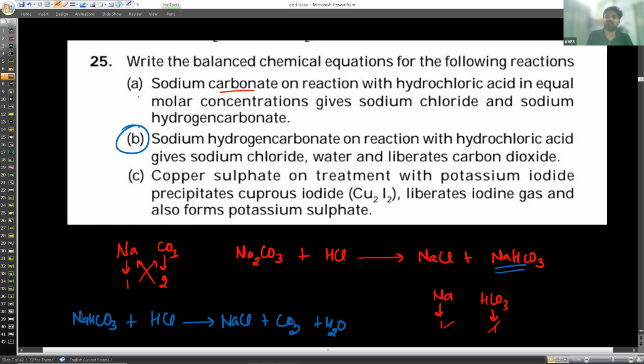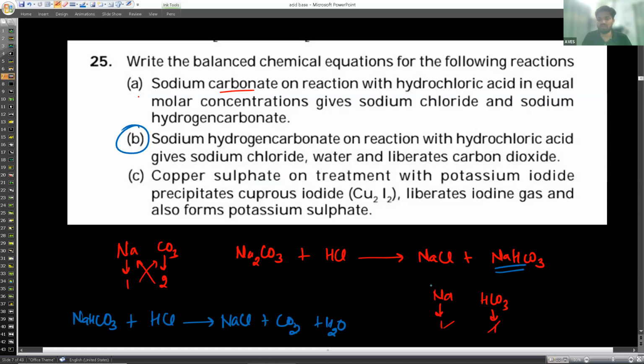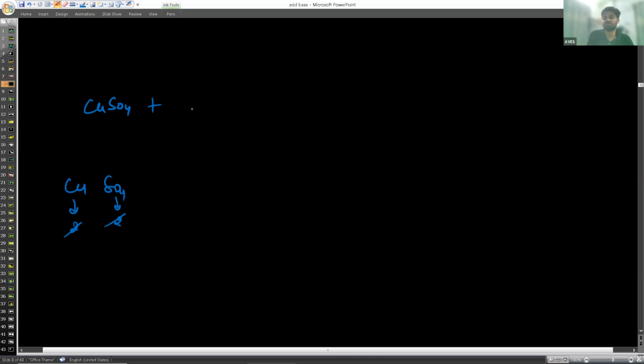Now, copper sulfate. What's the formula for copper sulfate? Gianna, what's the formula for copper sulfate? CuSO4. Yes, CuSO4, copper sulfate, because copper has valency 2 and the sulfate ion also has valency 2. When they are the same, they cancel out each other and form CuSO4. Copper sulfate when reacted with what? Potassium iodide. So what is the formula for potassium iodide?